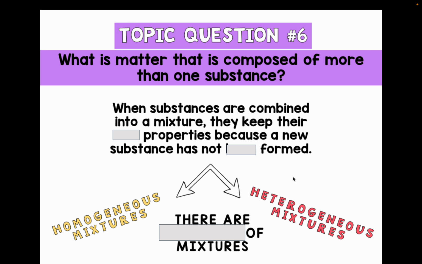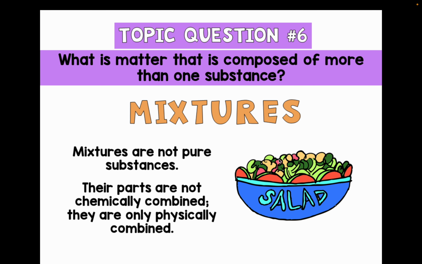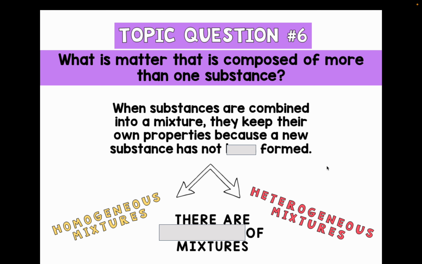Well, when substances are combined into a mixture, they keep their own properties because a new substance has not been formed. For example, when we were looking at the salad on this slide, you can tell if we've got lettuce and peas and tomatoes and croutons, when we mix them up into a salad, we're not creating some new chemical with its own properties. We still have tomatoes that act like tomatoes, lettuce that tastes like lettuce, peas and croutons that taste like croutons. They retain their own properties. We have not created something new. We've just physically mixed several substances together.